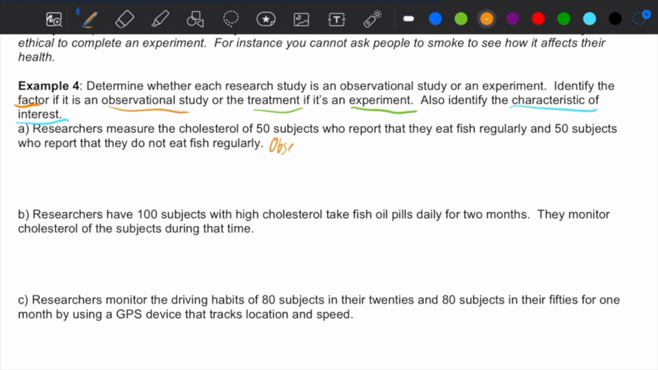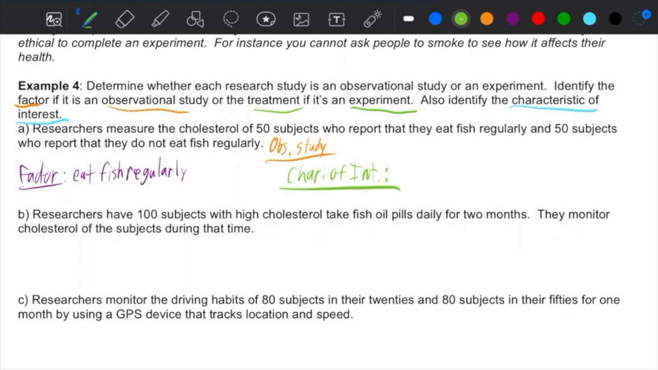All right, well, this would be an observational study. I'm just going to abbreviate because I'm lazy. And the reason why is because they're not changing anything on anybody. They're just seeing what happens. They're only observing. So the factor is whether or not they eat fish regularly. That's the change, that's the difference between them. The characteristic of interest, so what we're curious about to see if it affects anything, is the cholesterol levels.